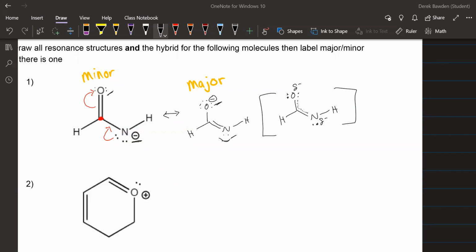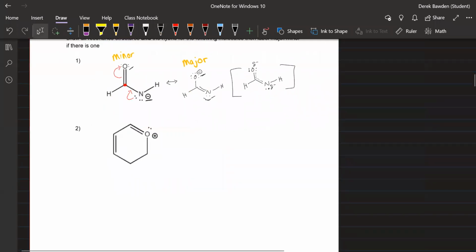All right. Let's talk about the second one. Again, I like to first start off with what's unhappy and how can I fix it. So our oxygen is unhappy here, right? And if we were to move electrons away from the oxygen, it would become more positive, so we don't want to do that. We want to move electrons towards oxygen in order to make it happy.